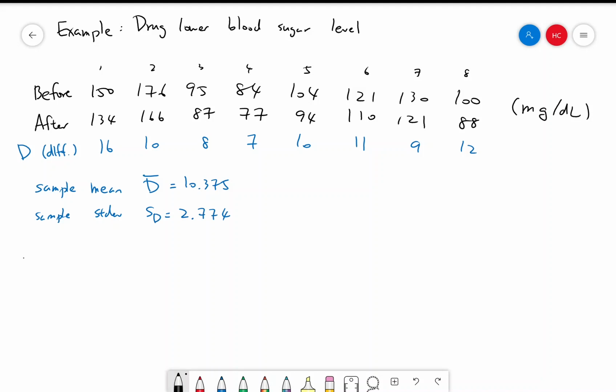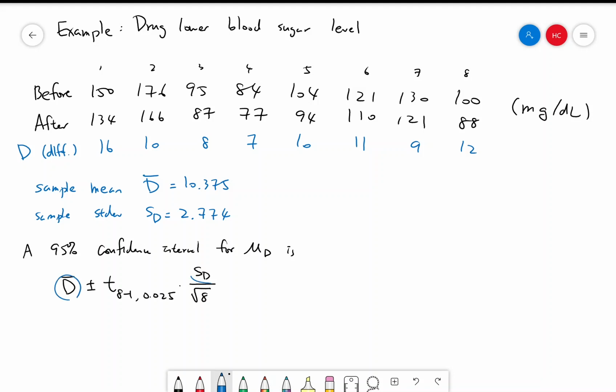So a 95% confidence interval for the population mean of D is given by D bar plus minus t with degree of freedom n minus 1 and 0.025 times SD over square root of n. These two values were calculated above, and the value of t7, 0.025 can be found using a t table. So with plugging all these values, this is equal to the interval 10.375 plus minus 2.3191.